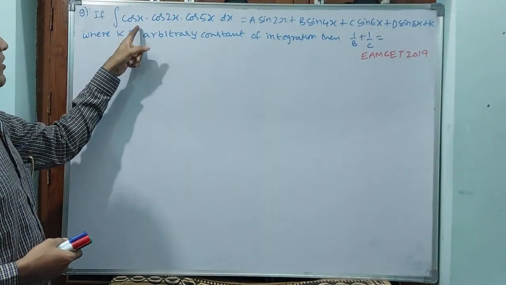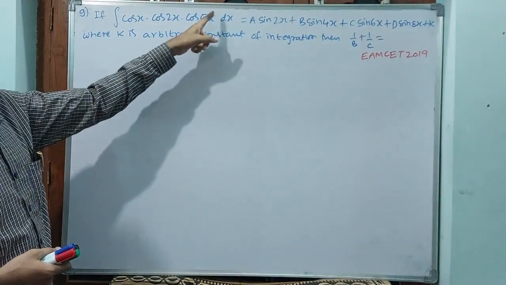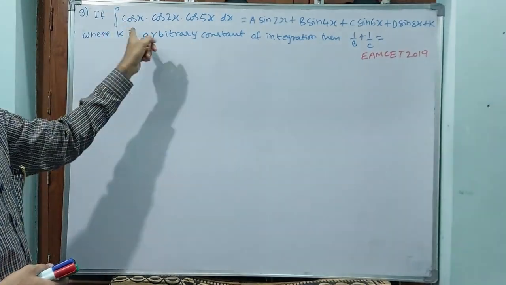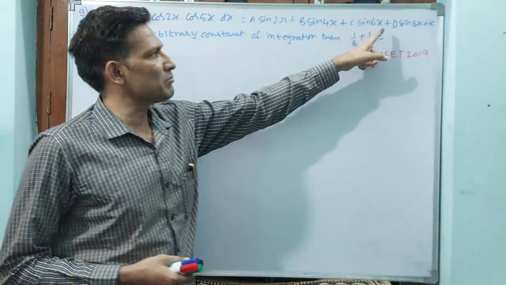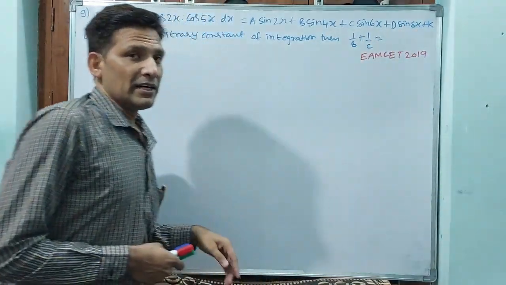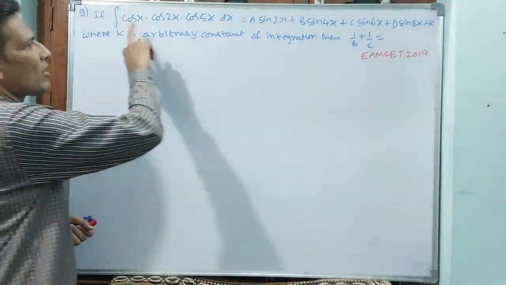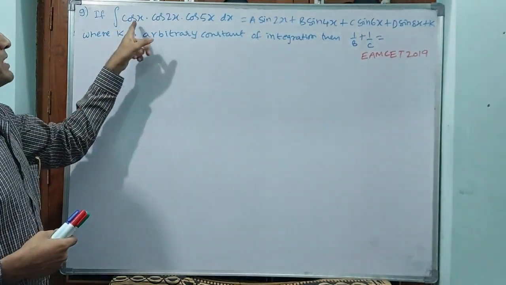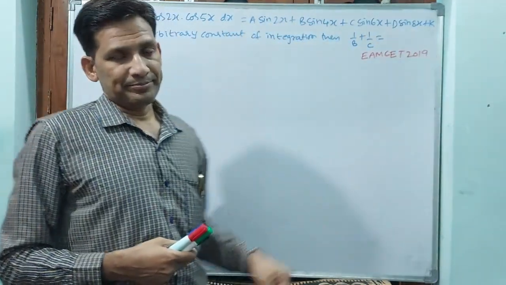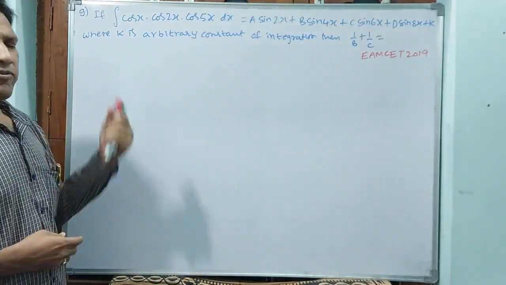If integral cos x into cos 2x into cos 5x dx is equal to, see, answer also they are giving: a sin 2x plus b sin 4x plus c sin 6x plus d sin 8x plus k. That means the answer is looking like cos is going to become sin x. But see, here multiplication is there, here additions are there. That you have to remember. That the formula we know very well.